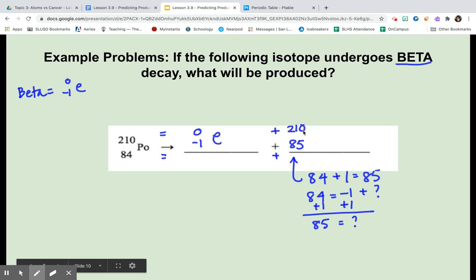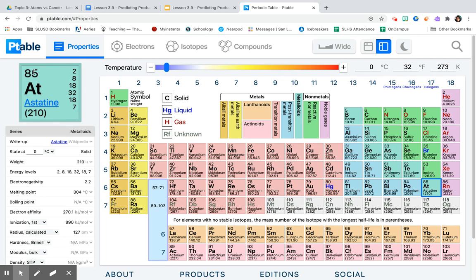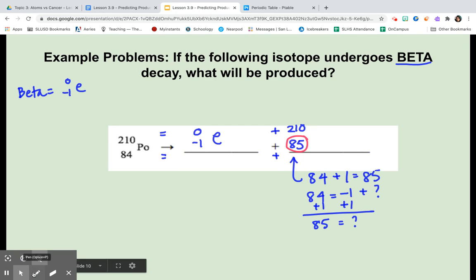So now that I have both the top number and the bottom number, the only one I need is the atomic number, or the number of protons, 85. And that will help me identify what element I have. So looking at my periodic table, looking for element number 85, it's going to be this one. Atomic number is 85, symbol is At. So therefore I have element At. If I undergo beta decay, this will be my daughter isotope.